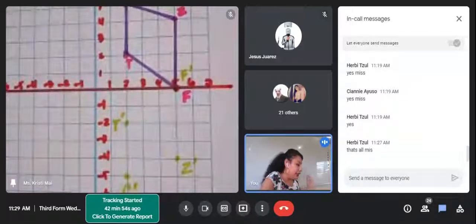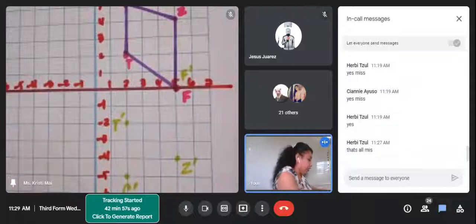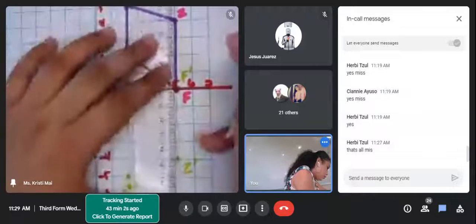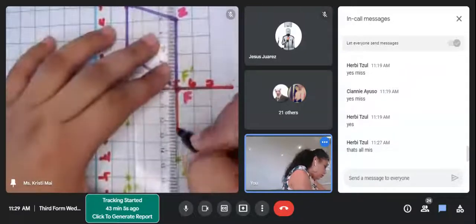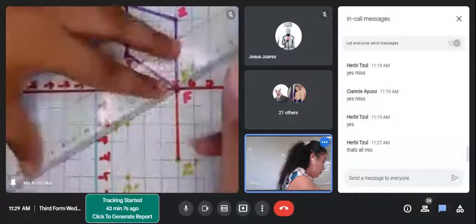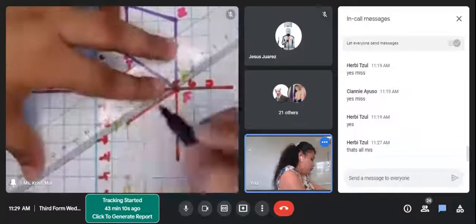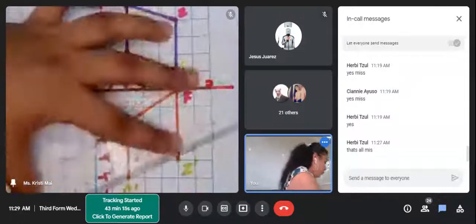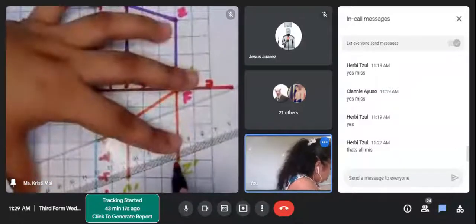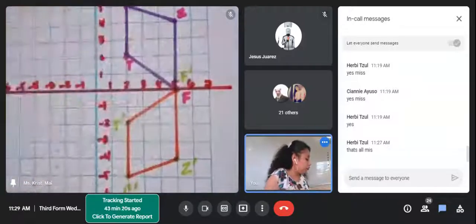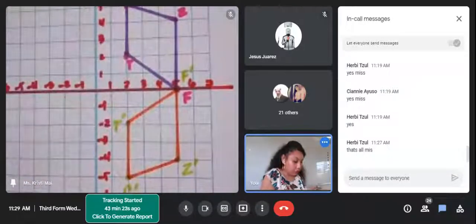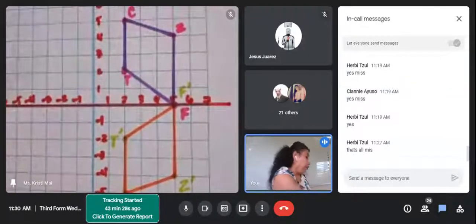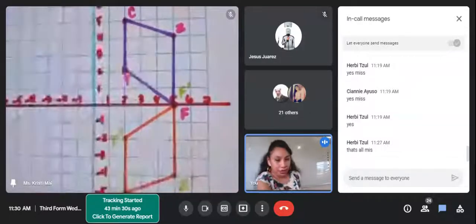So I'm going to go ahead and connect the dots for each one of these. And there you go. You have the reflection. So you do the original image and then the reflected image.